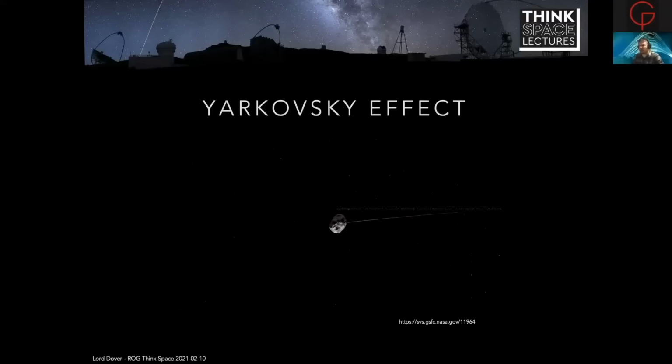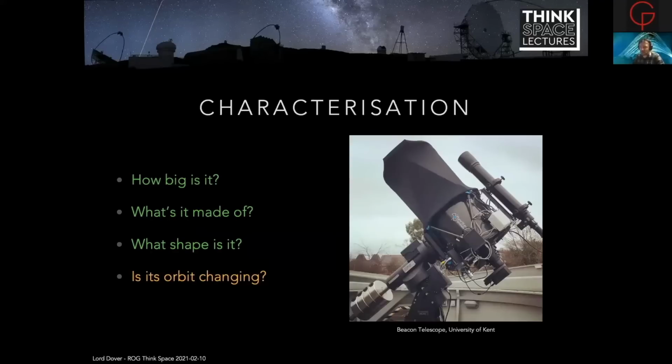Unfortunately, it's really, really hard to work out how much an asteroid is going to be drifting by because of this effect. And in order to do it, we not only need to know what shape it is very precisely, we also need to have an idea about its thermal properties. And at the moment, that's something that's still quite hard to work out.